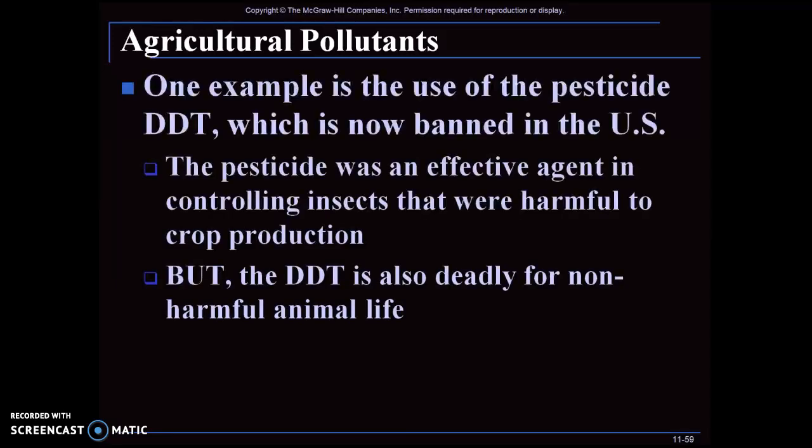One of the examples is the use of the pesticide DDT, which is now banned in the US. The pesticide was an effective agent in controlling insects that were harmful to crop production, but DDT is also deadly for non-human, non-harmful animal life too. So when we are doing agriculture, in order to get the most out of the crop, we try to use fertilizers and pesticides. They not only kill the bugs in the crop, but are also harmful to animals.